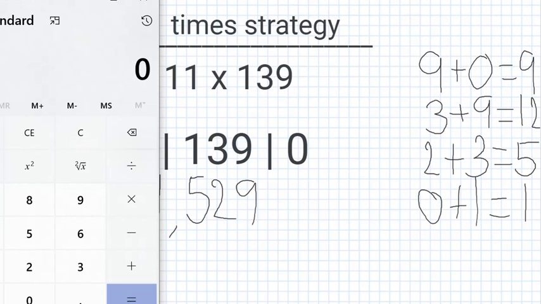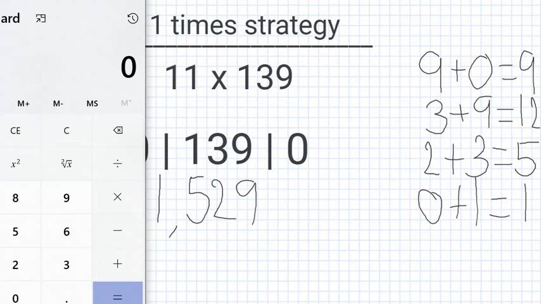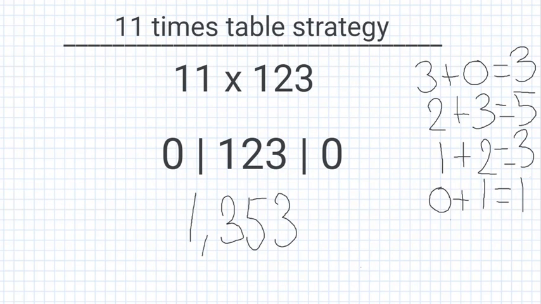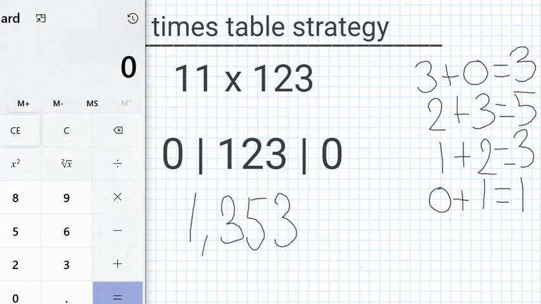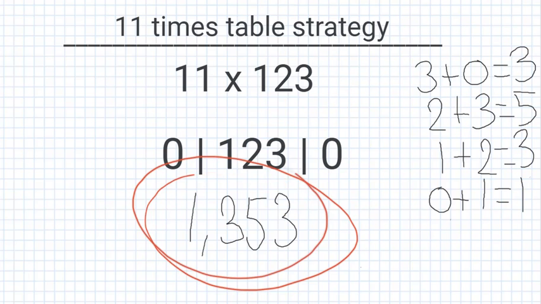And I have the calculator, and we are going to check our answer. So 11 times 139 is 1,529, which is the answer that we got. And I don't think that we used the calculator for the previous problem, so I'm going to use it for this one too. So 11 times 123 is 1,353, which is the exact answer that we got.